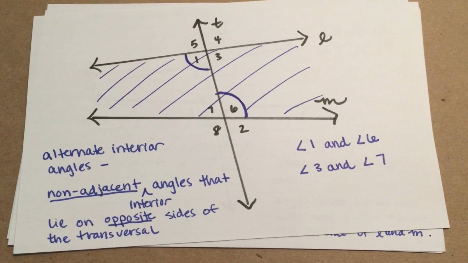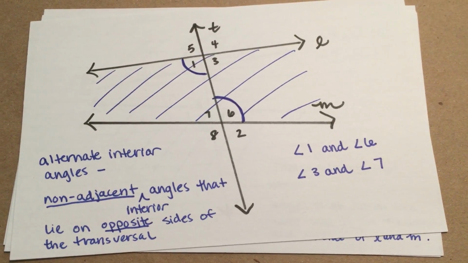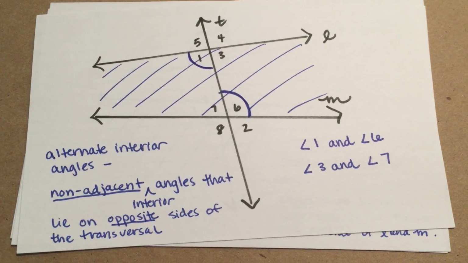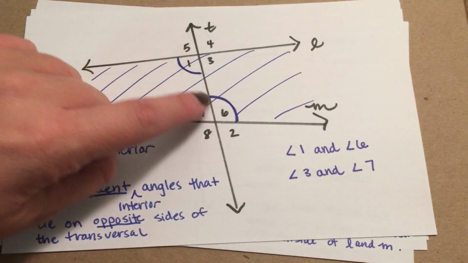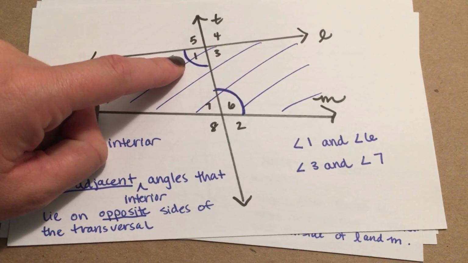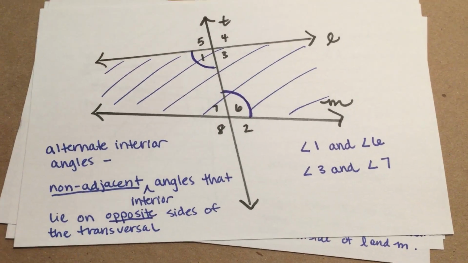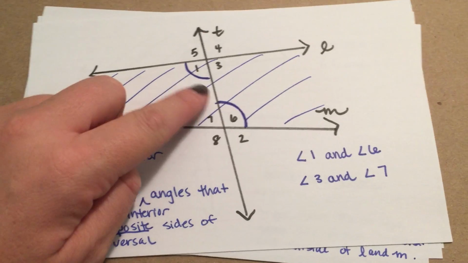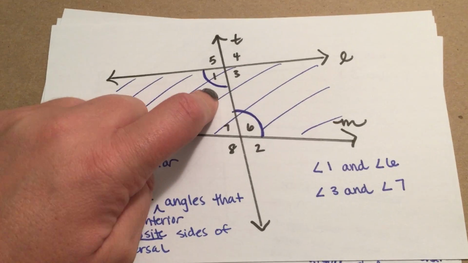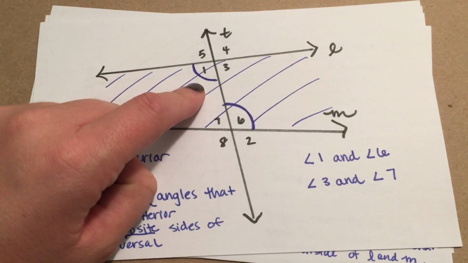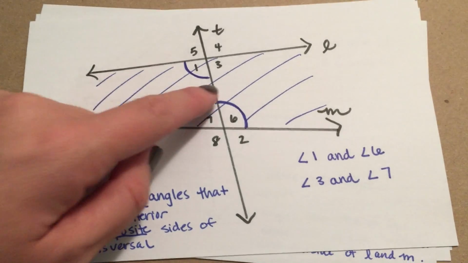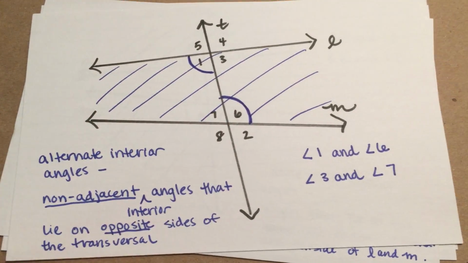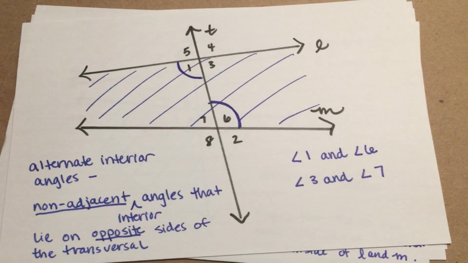Alternate interior angles. So we're still talking about angles on the interior, but unlike our same side interior, our alternate interior angles are going to be on alternate sides of the transversal. So 1 angle from the left, 1 angle from the right. Also, they must be non-adjacent angles. So non-adjacent means, for example, they can't be angles 1 and 3. Angles 1 and 3, although they lie on opposite or alternate sides of the transversal, they're adjacent angles. They're not alternate interior. So we could say that angles 1 and 6, as well as 3 and 7, are alternate interior angles.